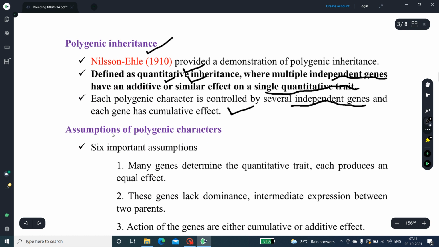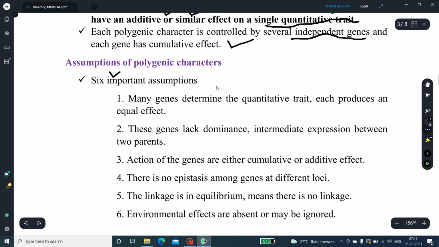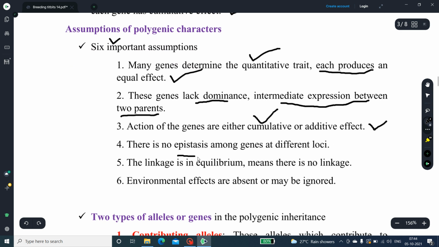There are about six important assumptions regarding polygenic characters. Many genes determine the quantitative trait, each producing an equal effect. These genes lack dominance and there is an intermediate expression between two parents. Action of genes is either cumulative or additive in nature. There is no epistasis among the genes at different loci. The linkage is in equilibrium, meaning there is no linkage. Environmental effects are absent or may be ignored. Friends, so far we have seen six important assumptions.